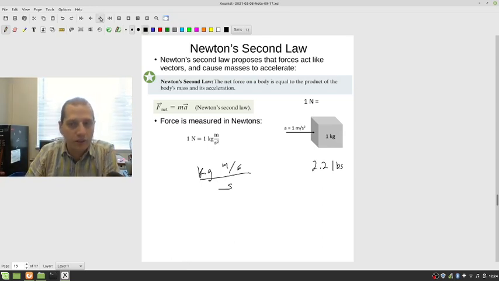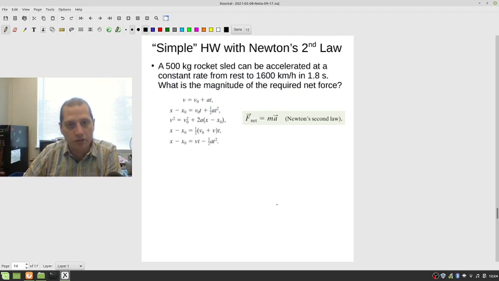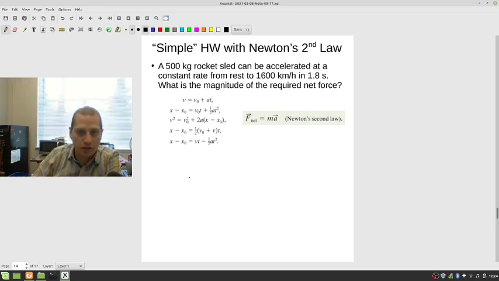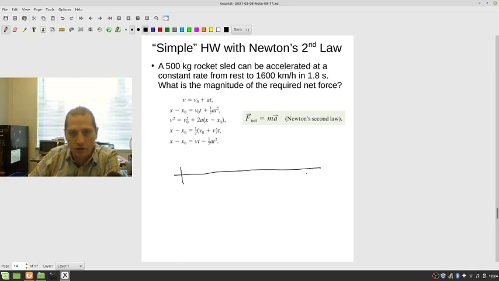All right, let's take a look at a homework problem that you can do with this. This is, in fact, one that is on your next homework. It says a 500 kilogram rocket sled can be accelerated at a constant rate from rest to 1,600 kilometers per hour in 1.8 seconds. Okay, so this looks a lot like the types of problems you've been doing. And that is no mistake.